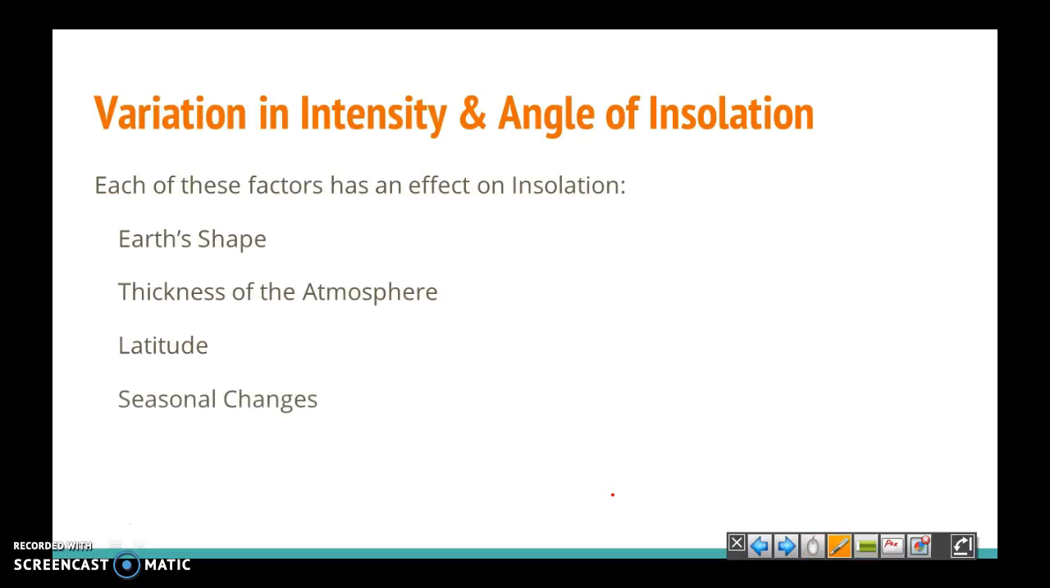The season is going to play a role, of course, as well, depending on whether the northern hemisphere is tilted towards the sun, or if we're in winter and the northern hemisphere is tilted away from the sun, right? So that's going to affect the amount of insolation we receive. And also the time of day, right? We get the most insolation at noon when the sun is highest in the sky, hence the old phrase, high noon.